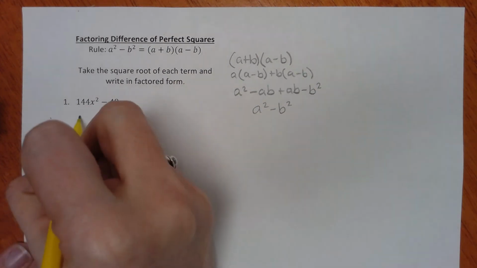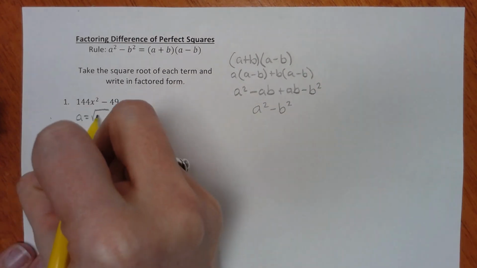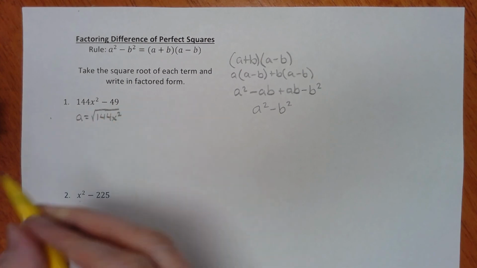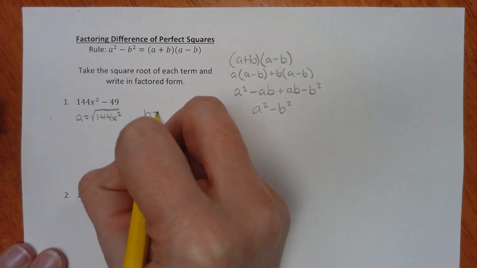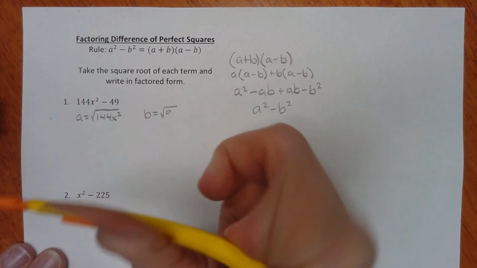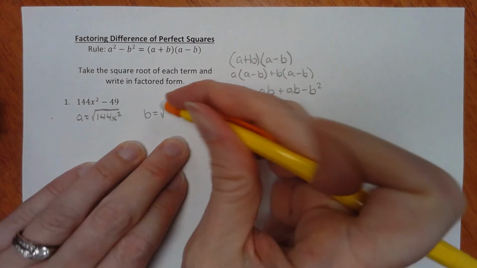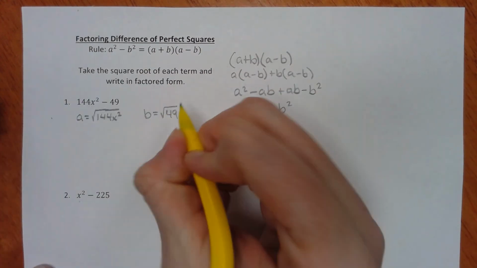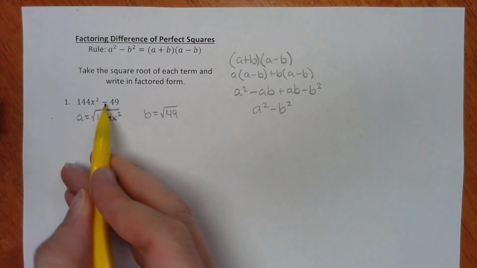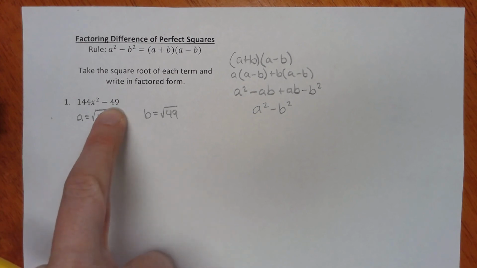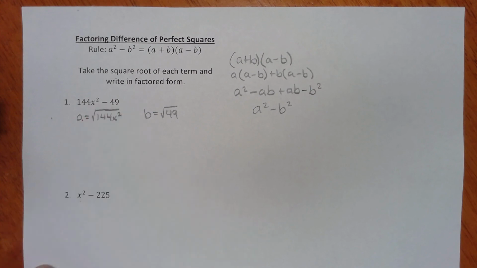For our a term, we'll take the square root of the 144x squared. For our b term, we will take the square root of 49. Be very careful not to take the square root of negative 49. Because that is a subtraction sign, we can follow this rule of factoring the difference of perfect squares. Just take the square root of the term 49, not negative 49.